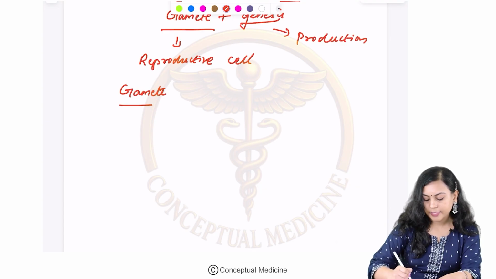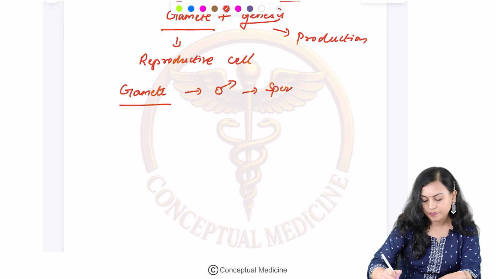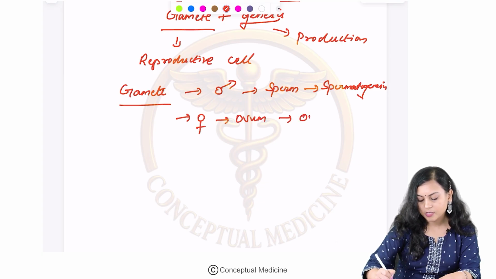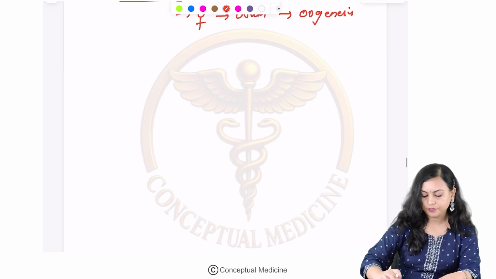We know the gamete in a male is sperm, so gametogenesis in a male is known as spermatogenesis, and the gamete in a female is ovum, so this process in a female is known as oogenesis.